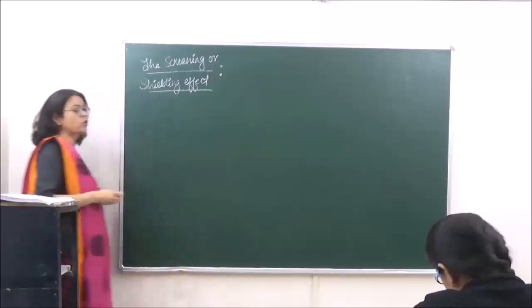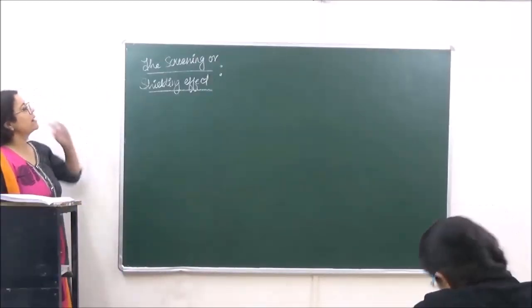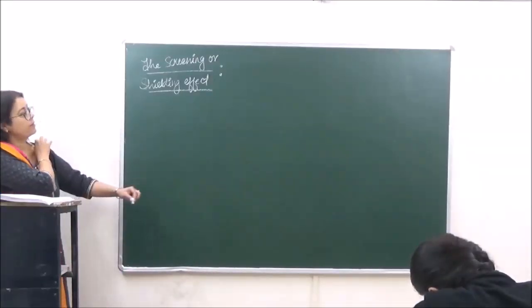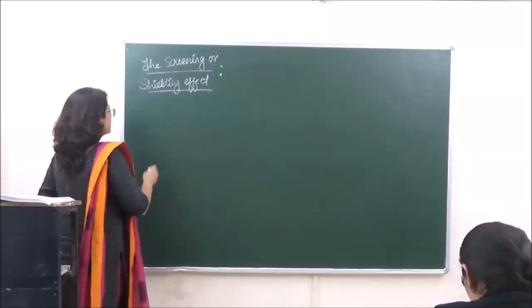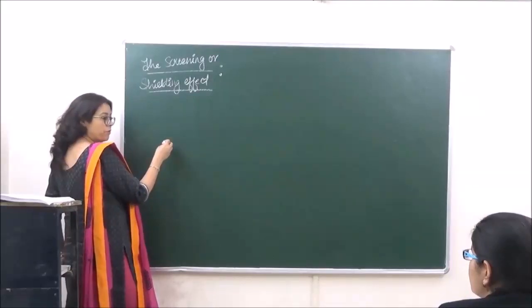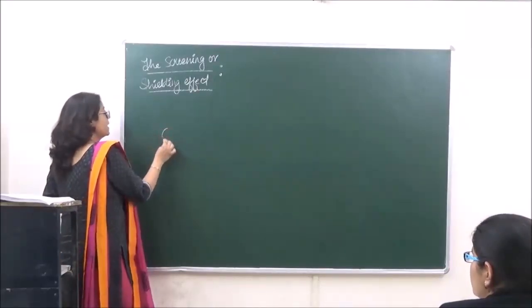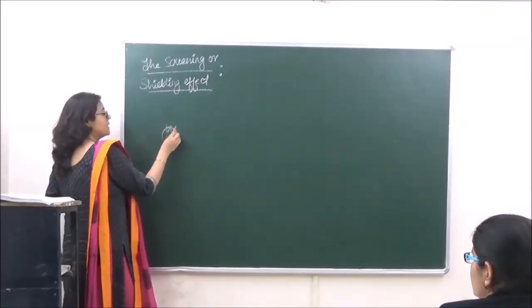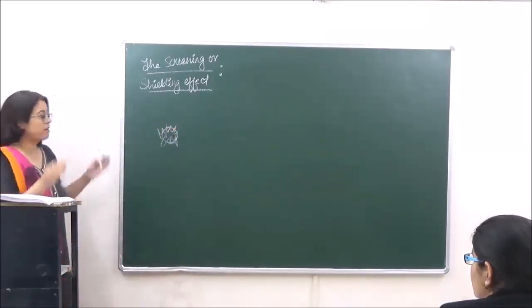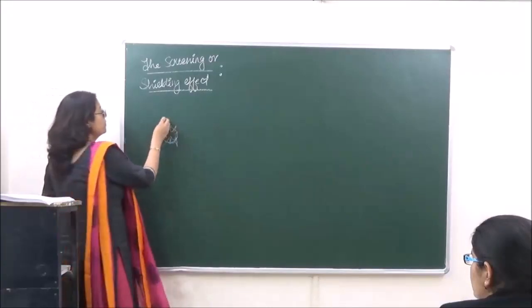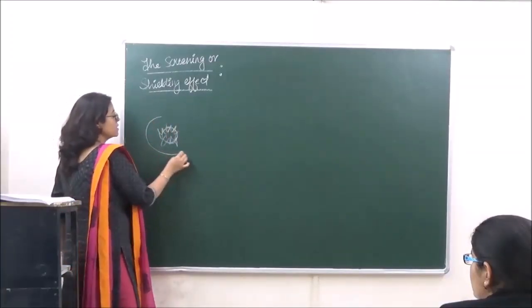The screening or shielding effect. What do we understand by screening or shielding effect? Now let's take an example over here. We are enjoying a bonfire. Let's say that in the center there is a big log of wood where we are enjoying a bonfire. So people are sitting in circles.